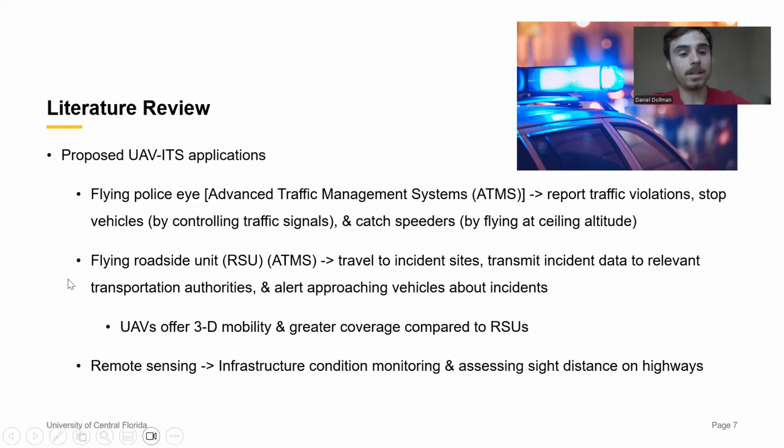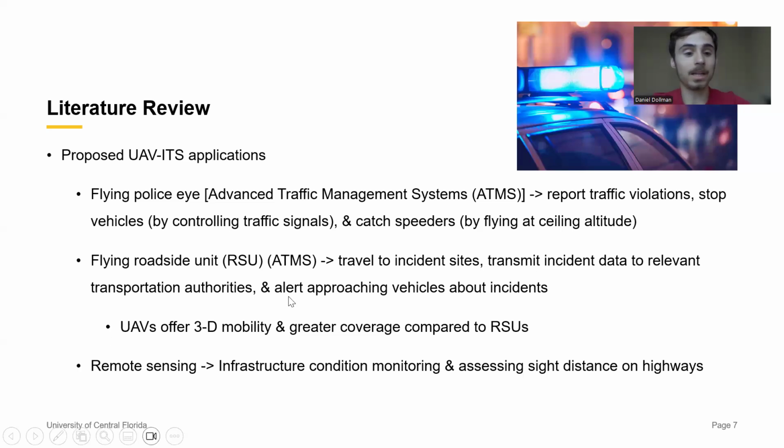And we have here flying roadside unit as another application, where UAVs can travel to incident sites, transmit incident data to relevant transportation authorities, and alert approaching vehicles about incidents. Now, UAVs could be better than the regular RSUs that we have nowadays because of their 3D mobility and greater coverage. RSUs have limited coverage and they do not have 3D mobility.